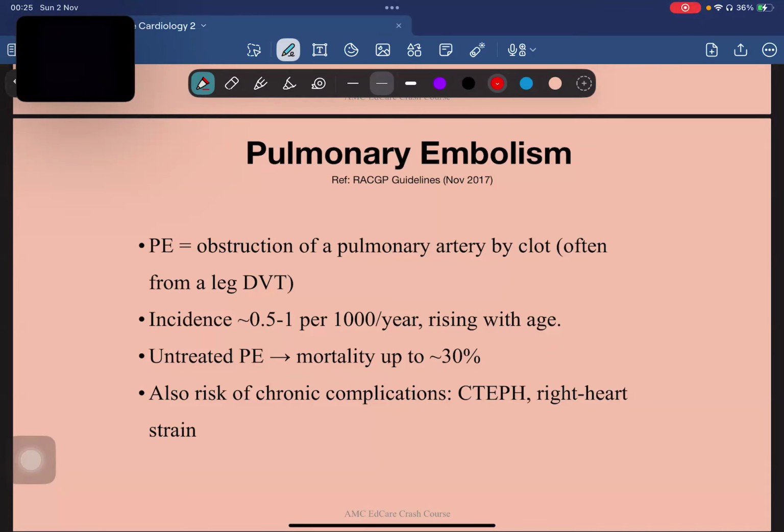Pulmonary embolism happens when a thrombus, typically from a deep vein thrombosis in the leg, travels to your pulmonary arterial tree and could block the blood flow. That is basically what happens. And I wouldn't say it's rare, because there's about 0.5 to 1 per thousand per year, and that's rising with age. If there's an untreated pulmonary embolism, the mortality could go up to 30%, which is quite high.